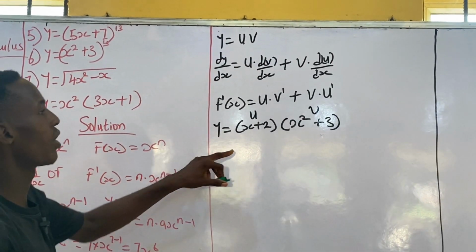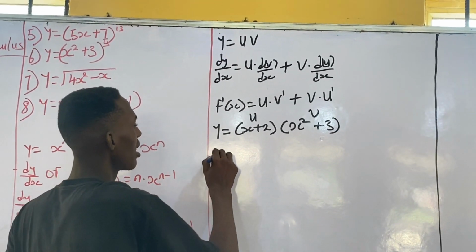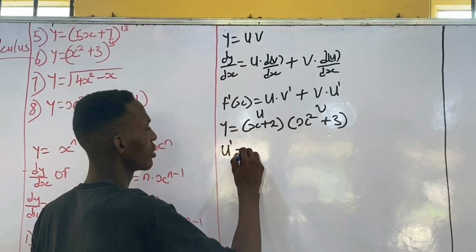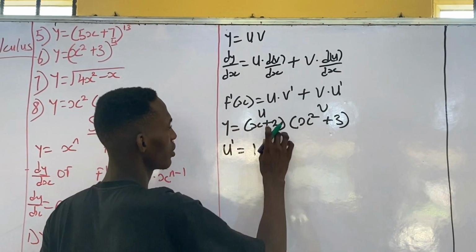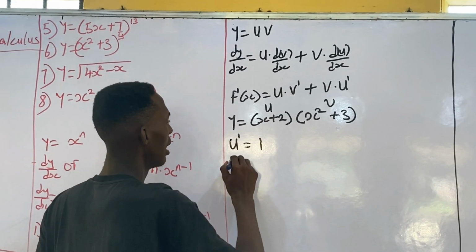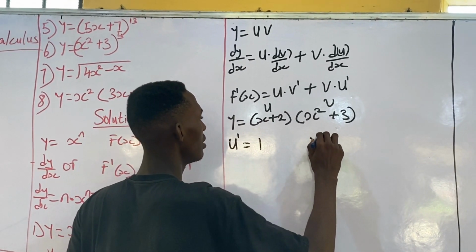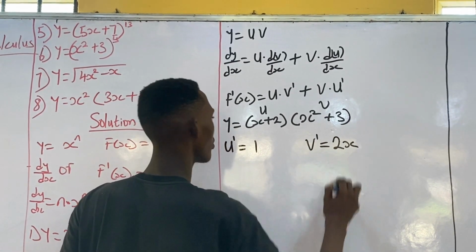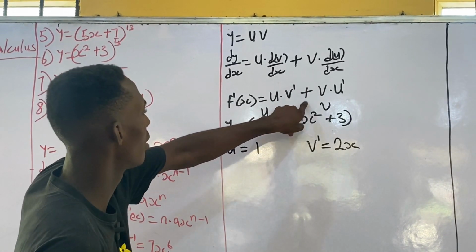So now for us to find our derivative, let's get our derivative of u. So we should differentiate this here. We'll be left with 1, because if we differentiate a constant, it will give us 0. And if you differentiate our v here, our derivative of v will give us 2x.